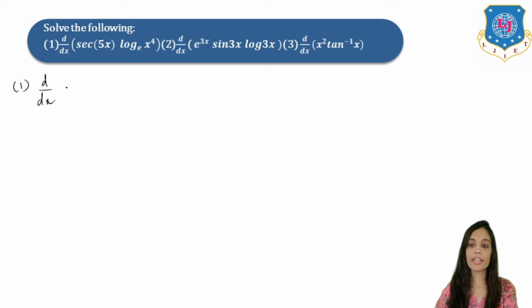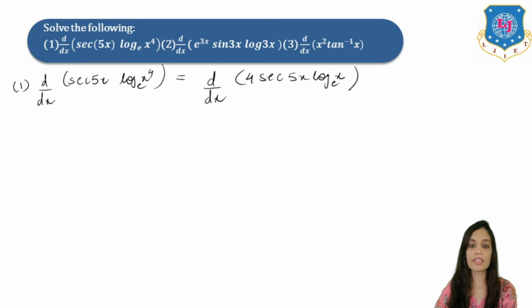So we have to find the derivative of sec 5x into log x raised to 4 to the base e, right? So this I can convert using the exponents or log formulas. So we can bring this 4 over here. So what will be the simplification? It will be d by dx of 4 into sec 5x into log x to the base e. Just I have taken this 4 over here. Fine. Now this 4 will come outside and we have to apply u into v rule.